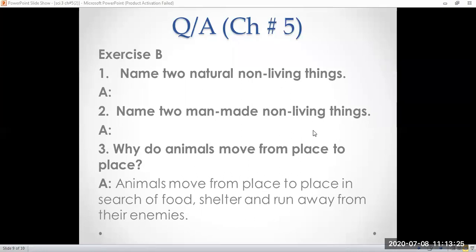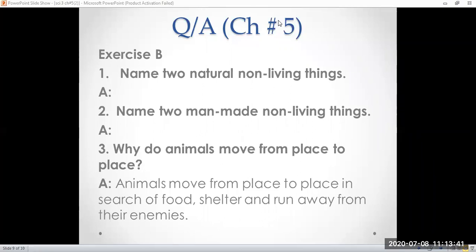So moving forward to question number 2: name two man-made non-living things. There are so many man-made non-living things. You can write any two names of your own choice. Yes, a student says.